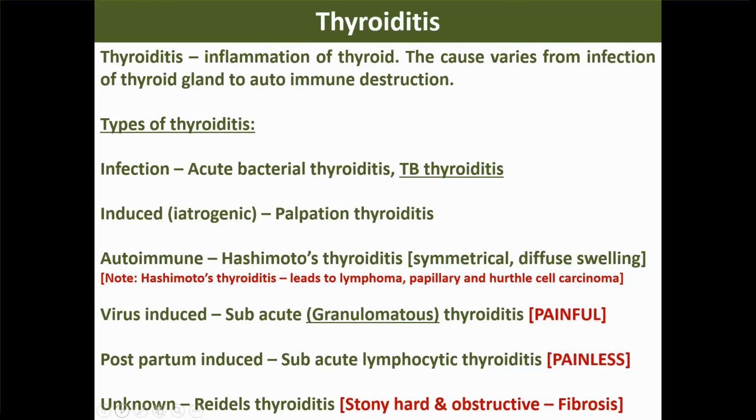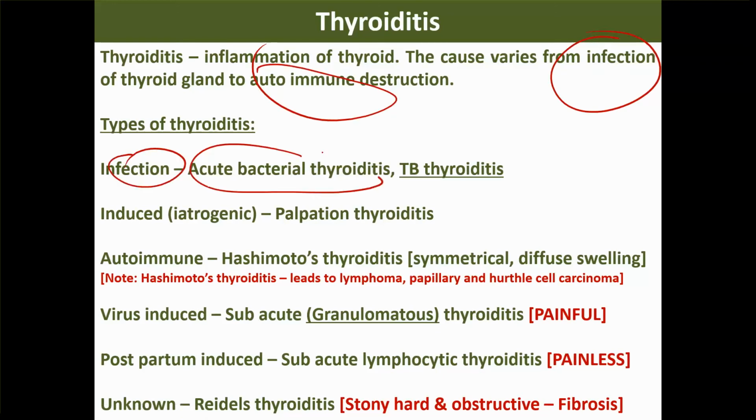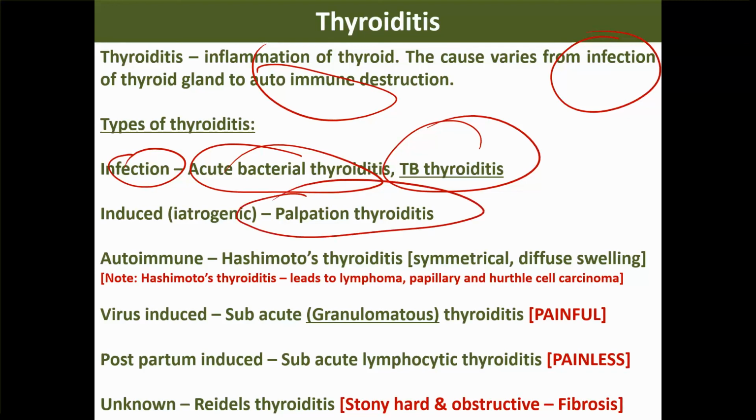Now coming to thyroiditis. Thyroiditis means inflammation of the thyroid gland. The cause varies, from infection to autoimmune disease. Infection can cause acute bacterial thyroiditis, or even tuberculosis can infect the thyroid gland, and sometimes too much palpation during examination leads to palpation thyroiditis.